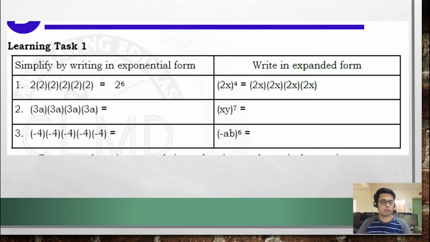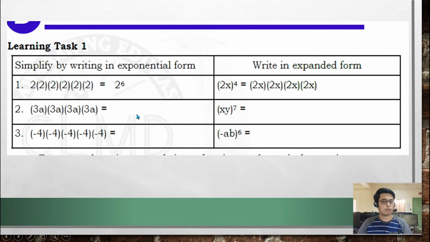Okay, so sagutin natin yung inyong learning task 1. Simplify by writing in exponential form. So, tingnan natin yung number 1. Sabi dito, ang answer niyan ay 2 to the 6th, kasi nga 1, 2, 3, 4, 5, 6. Yan ay 2 na base and exponent na 6.